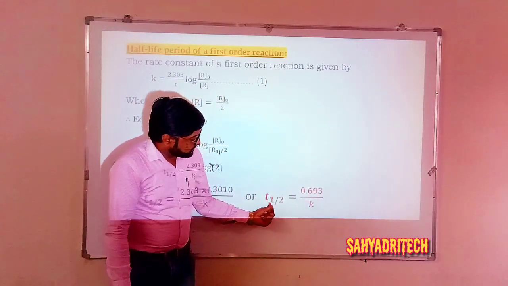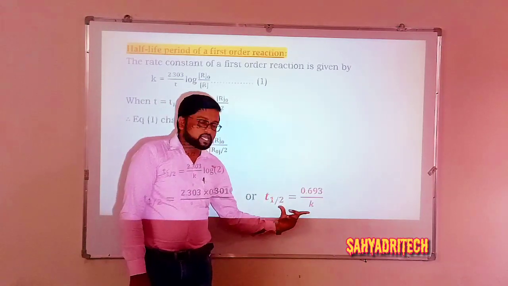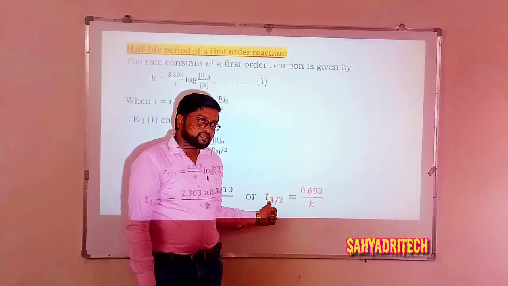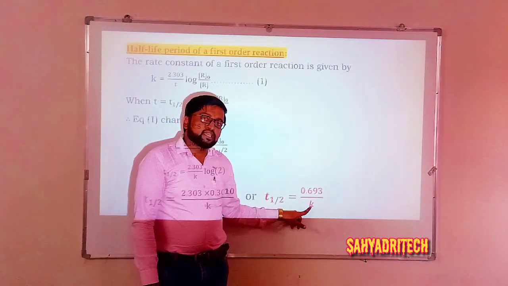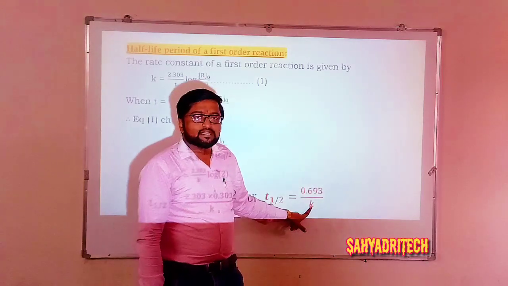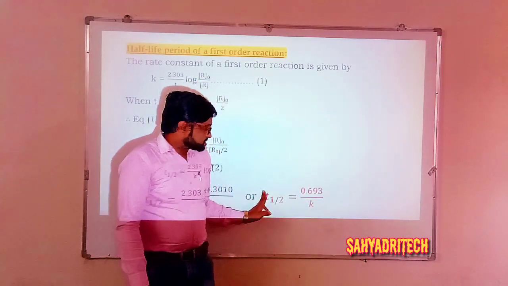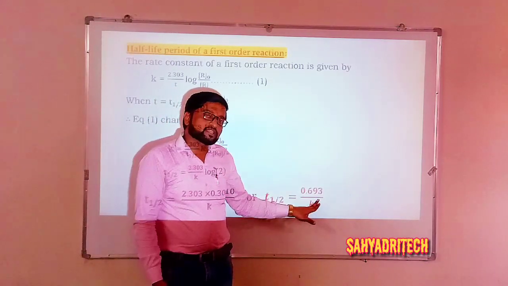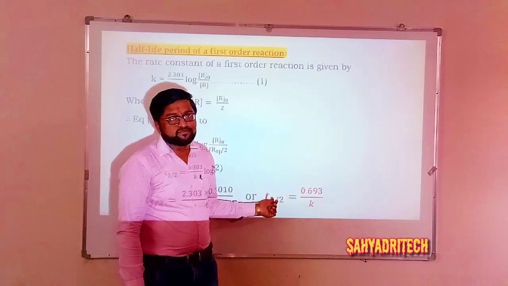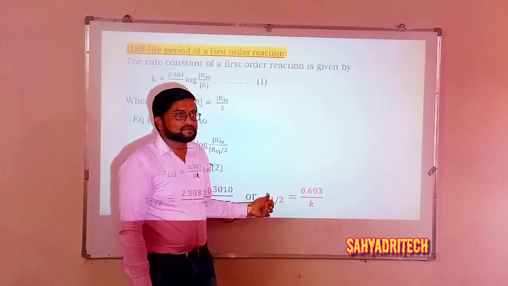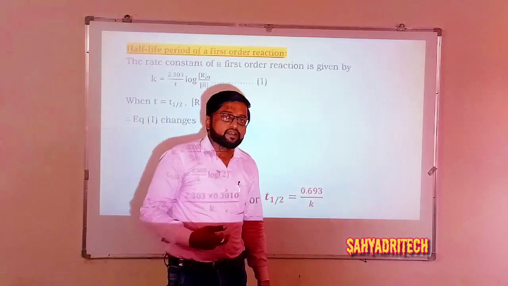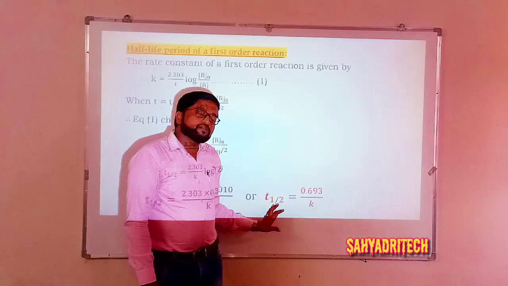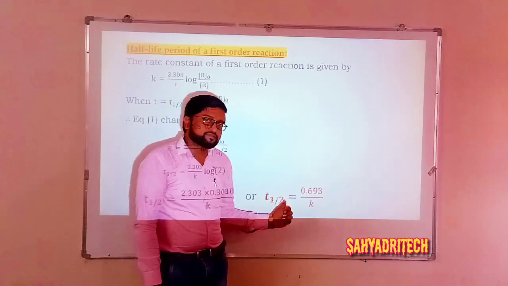And here also, if you look at the relation between K and T half, both are inversely related. So I can say, higher the T half value, smaller is the K, hence the rate of reaction is less or slow. Smaller the T half value, more is the K value, hence the rate of reaction is high. So that is the significance of half-life period. One can specify the speed or velocity of a reaction. Smaller the value of T half, faster is the rate of reaction, and vice versa.